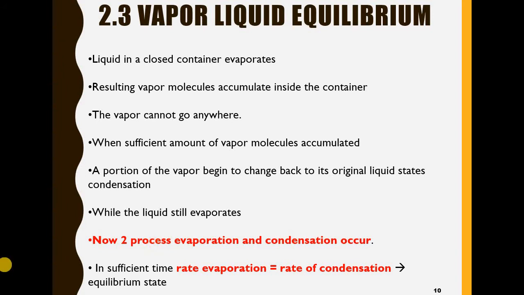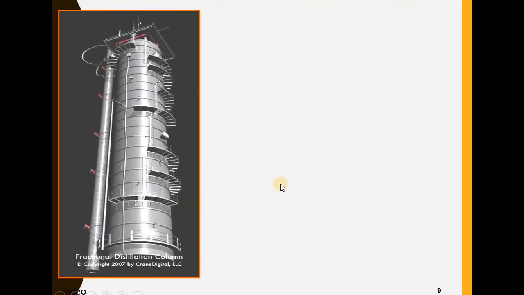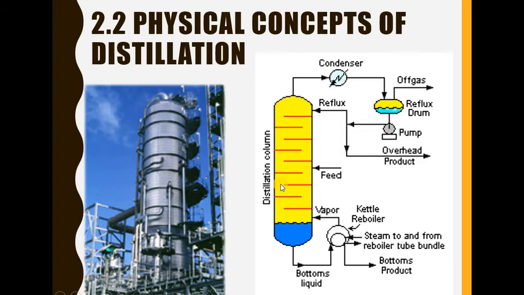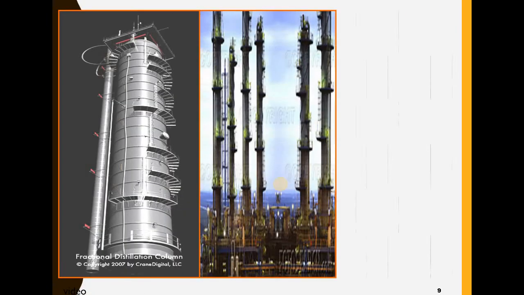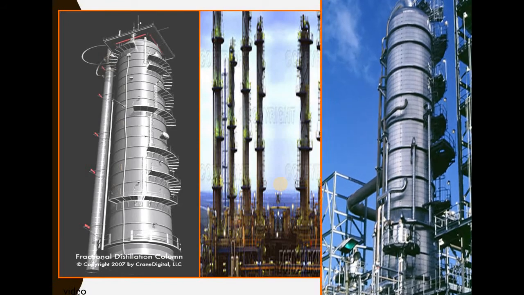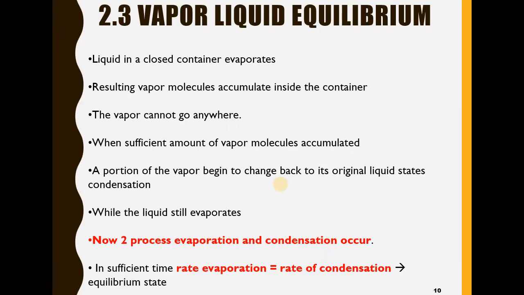Previously I already touched on the physical concept of the distillation process. So this is an example of the distillation column equilibrium concept. Okay. So what is vapor liquid equilibrium?